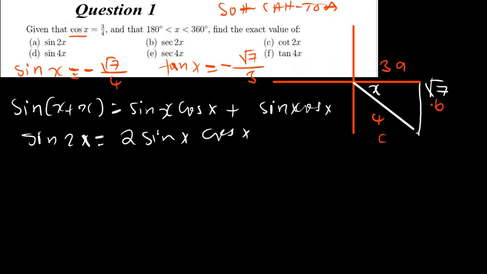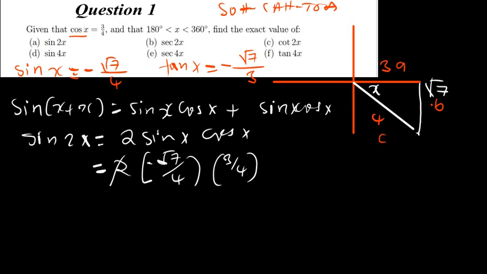When I do that, now I just go back and plug in the values. What is sine x? Sine x is negative root 7 divided by 4. Then cos x is 3 over 4. Now 2 and this 4 can go, I can remain with 2 here. So I'll have negative root 7 times 3, negative 3 root 7, divided by 2 times 4 is 8. Then this is my answer.